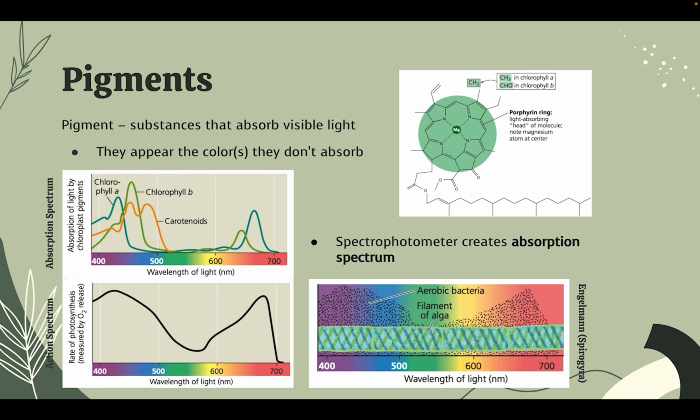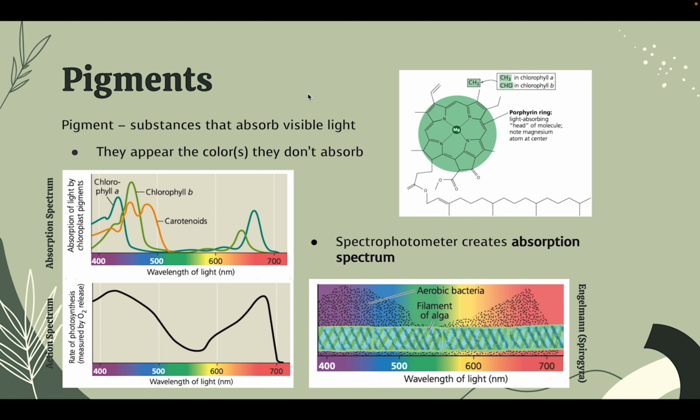A pigment is a substance that absorbs visible light, and they're going to look like the colors they don't absorb. So let's say I have a blue pigment, that means it absorbs every single color except for blue, or at least it absorbs colors, and then the colors that it doesn't absorb combine and look like they're blue.